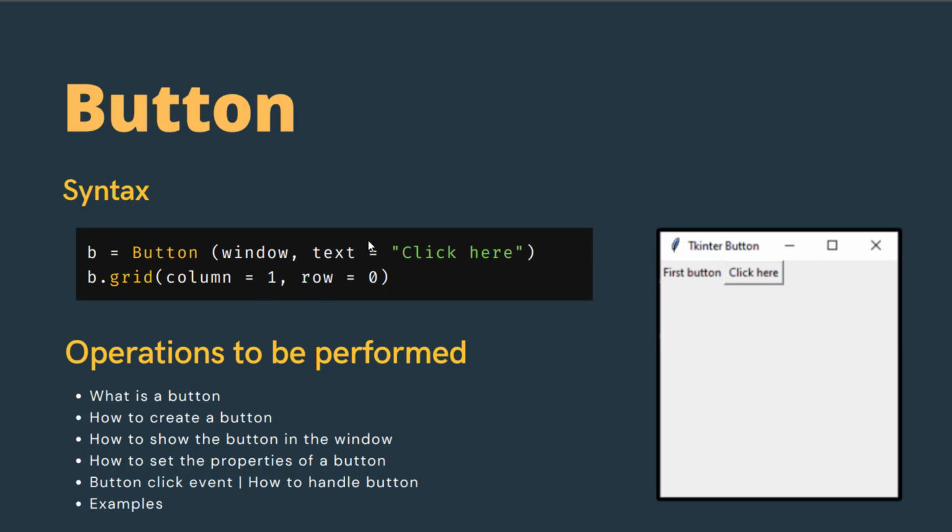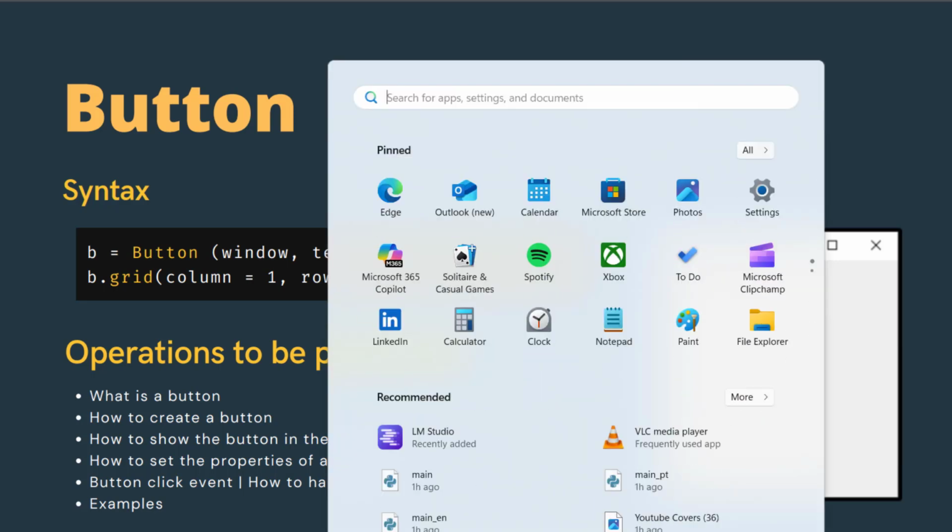So in this video we are going to perform operations like how to create a button in Tkinter. We'll show the button inside the window, as that is showing here. We'll set the properties of a button. We can change the color, the text, and the size of a button. And we are also going to have an event by using a button in Tkinter. So for that, as always, let's go to our text editor.